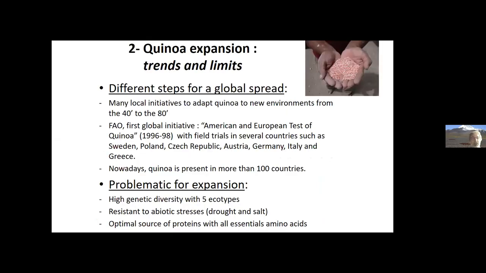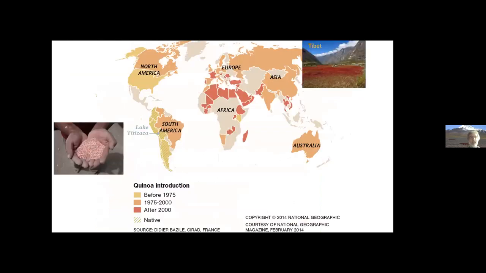The quinoa expansion has trends and limits. If we go directly to this, we can see that until the 80s, only South America and some areas in North America, in Mexico and United States, are known. But after the International Year of Quinoa, many new countries are producers of quinoa all around the world.